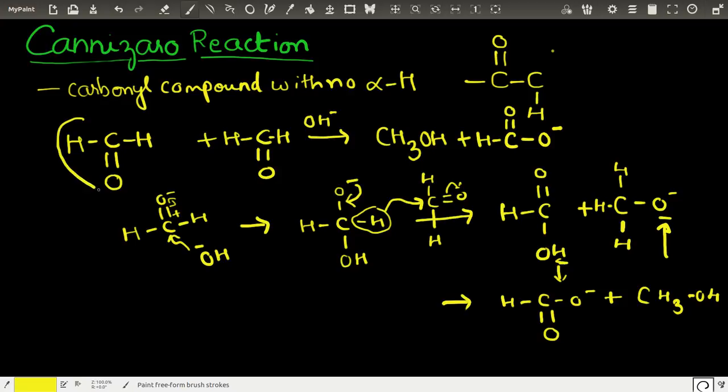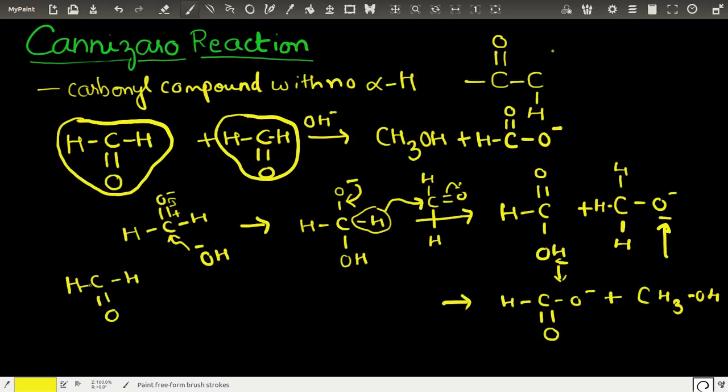Now this is an example of a Cannizzaro reaction within the same type of molecule, right? Both of them were formaldehyde, so it is called self Cannizzaro. On the other hand, for example, if we have H C double bond O, the formaldehyde, as well as a compound, let's say CCl3 C double bond O H. Remember, it should not have an alpha hydrogen, otherwise it will show aldol. Both of them are not having the alpha.